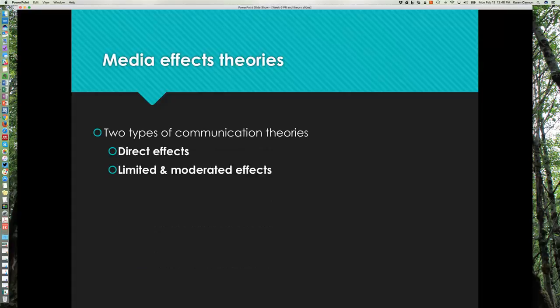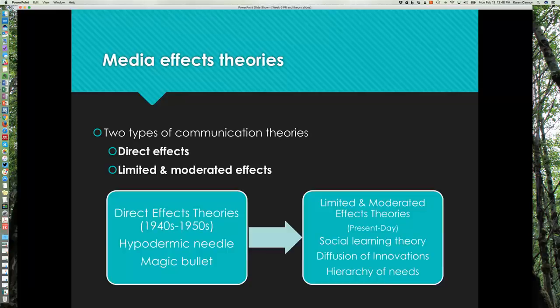So in your book, Smith talks about media effects theories, and he says that there are three types of communication theories. The way that I look at them and I've studied them, there really are two types. There's first this idea of direct effects, and then the idea of limited and or moderated effects. So I'll show you a little bit of a diagram here.